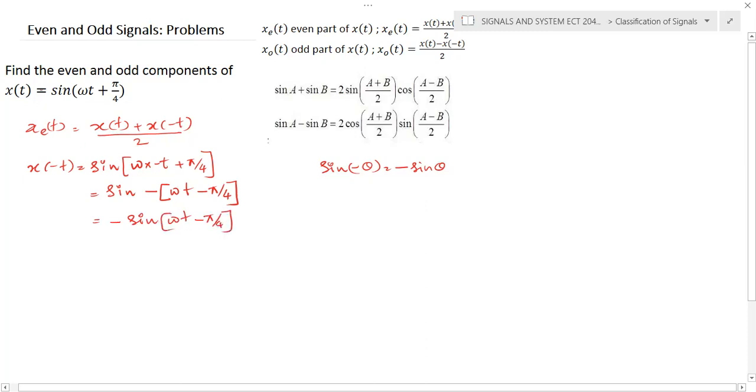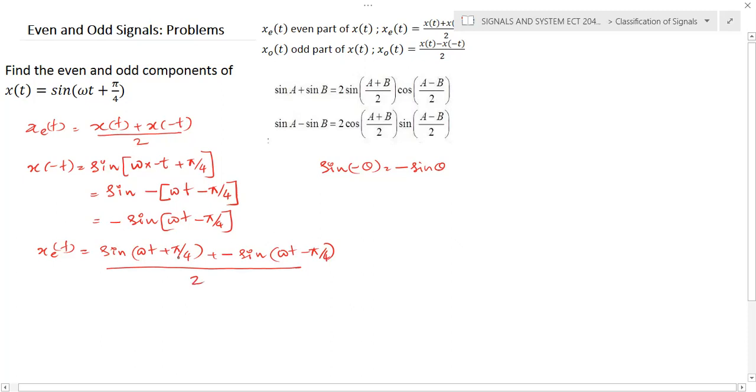And now we know x of t and x of minus t. Now we can find the even component xe of t. So xe of t is equal to, first we need to write x of t, that is sine omega t plus pi by 4, plus x of minus t, which is minus sine omega t minus pi by 4, the whole divided by 2.